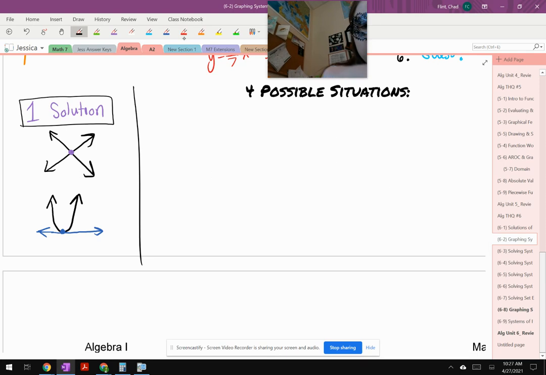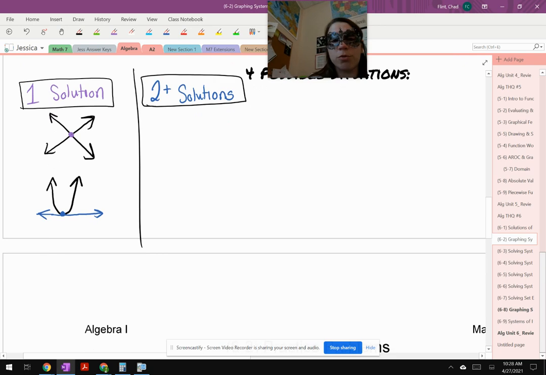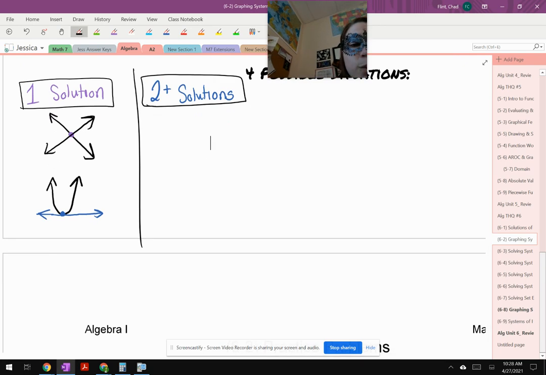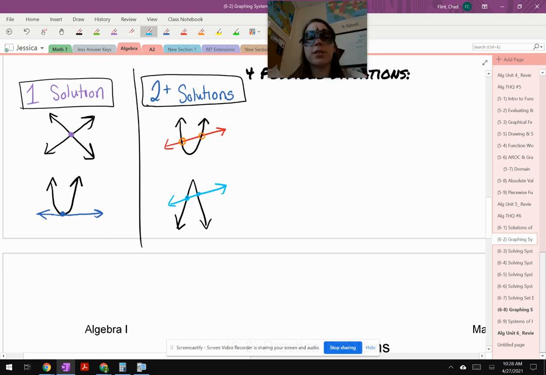Or, if not 1 solution, there is the possibility of having 2 plus solutions, meaning 2 or more solutions. 2 plus solutions looks like our first example, where we had a parabola and a line intersecting at 2 spots. 1 solution, 2 solutions. Or it could be an absolute value. Remember, absolute values look like a V and a line going through it in those 2 spots there.